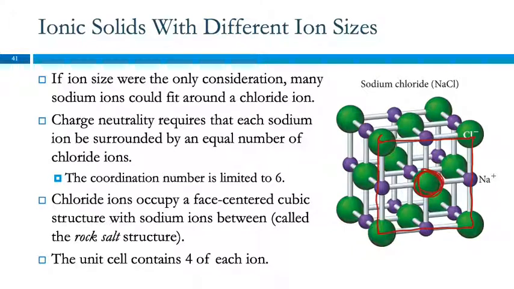This is called the rock salt structure. And each unit here has 4 cations and 4 anions. And this is the sort of question I have seen on the ACS exam, where they'll give you a drawing like this and they'll ask you how many of each kind of ion are in this unit cell.